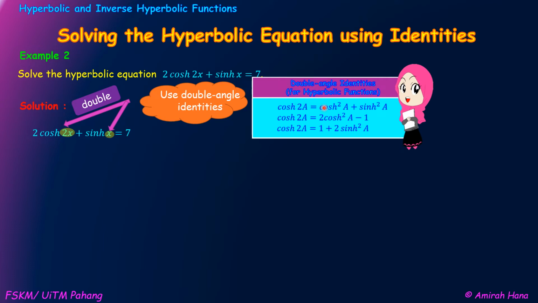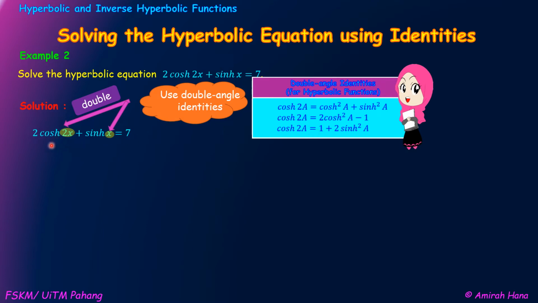So from double angle identities for hyperbolic function, for cos 2x, we can refer to the formula for cos 2a. We have three formulas for cos 2a. The first one is in terms of cos and sin, the second one in terms of cos only, and the third one in terms of sin only. So which formula should we use?